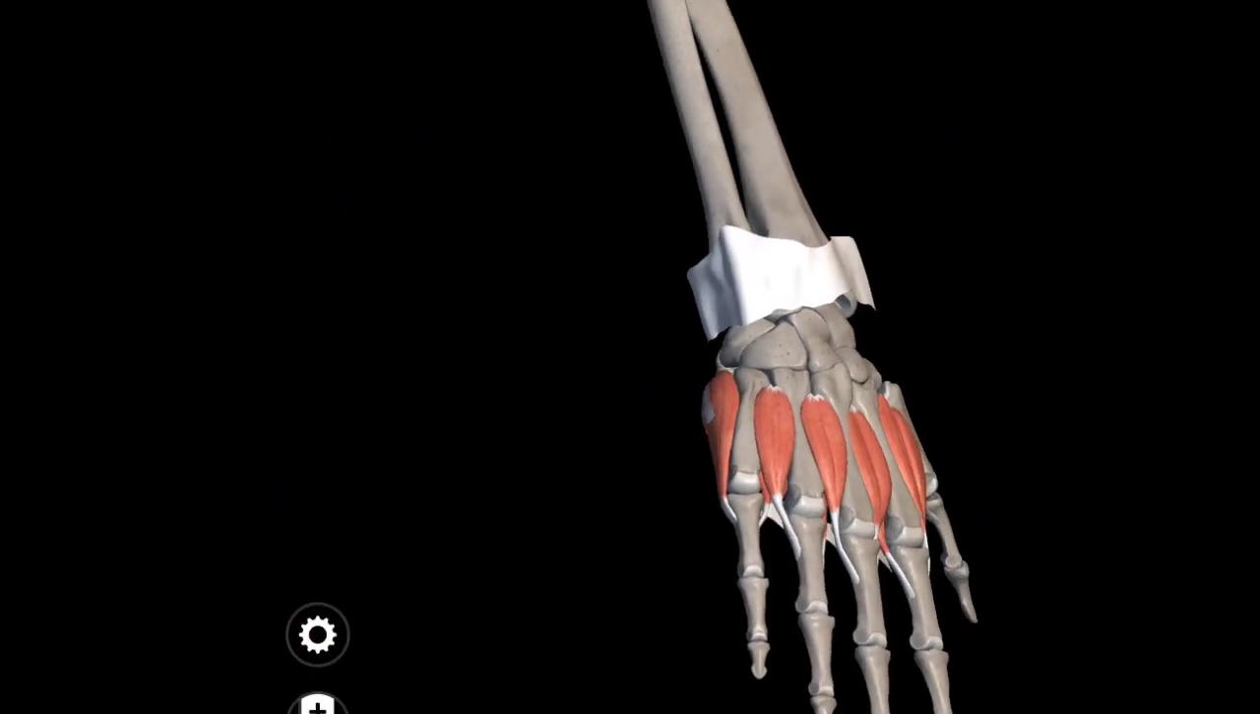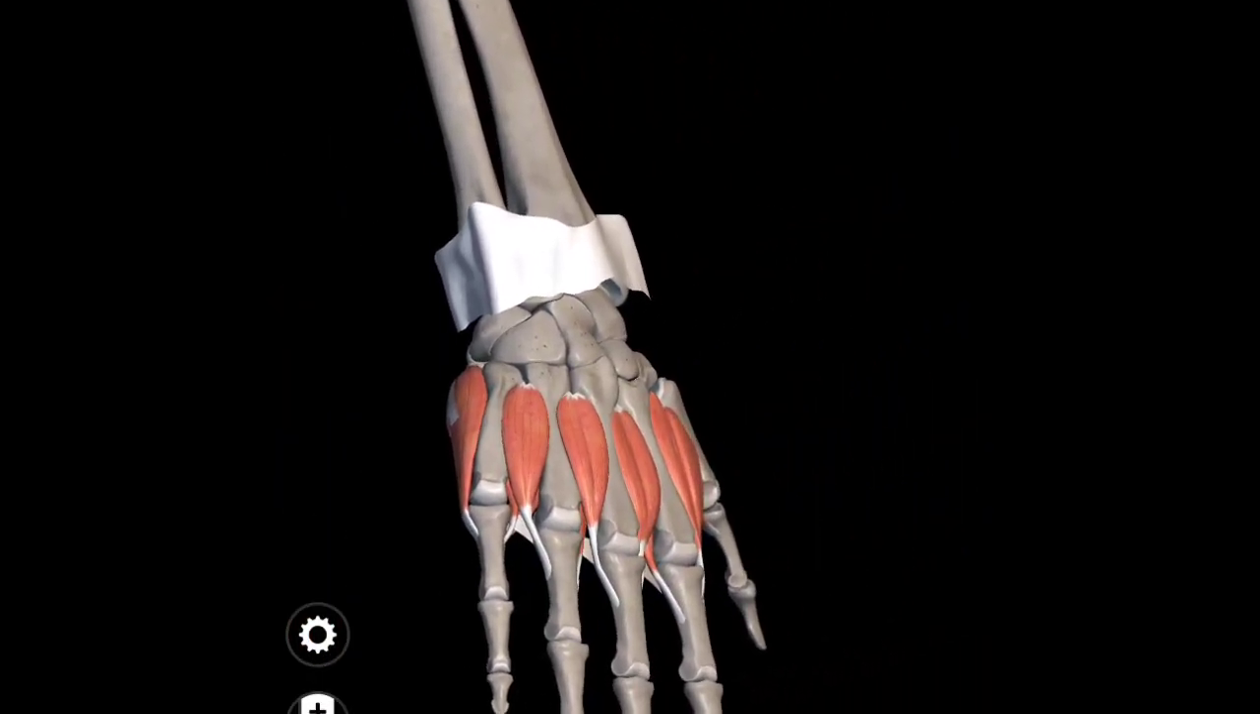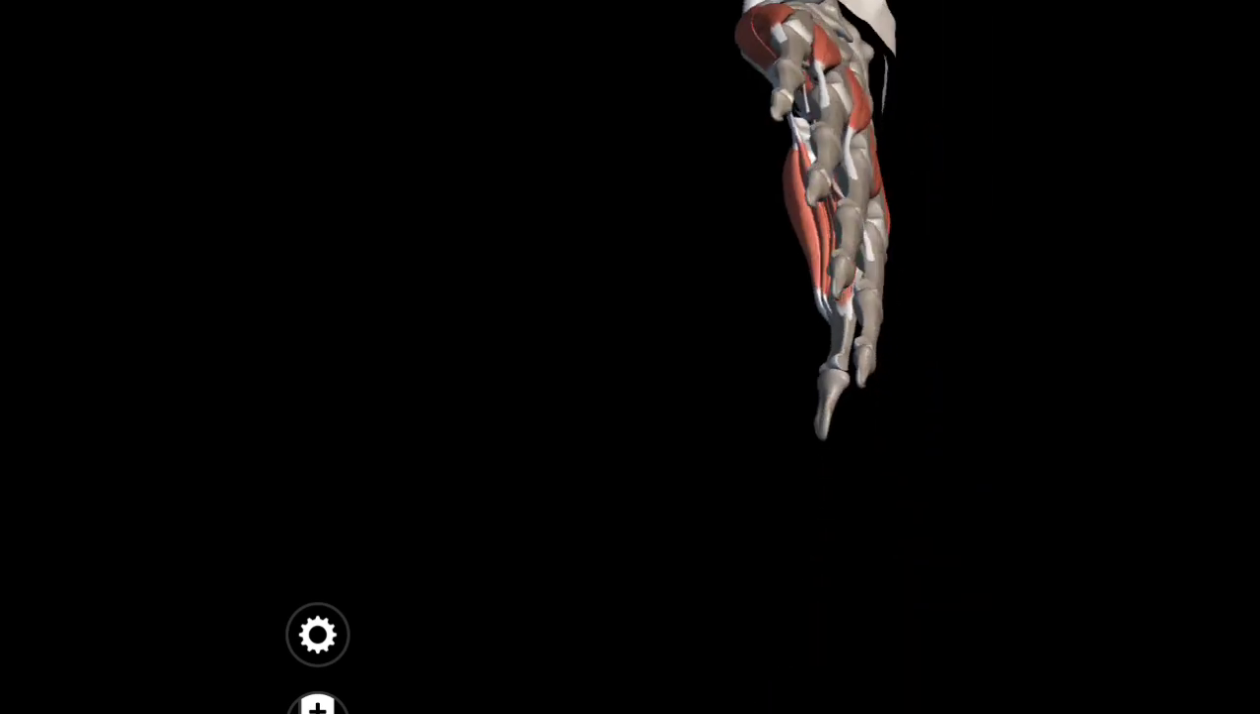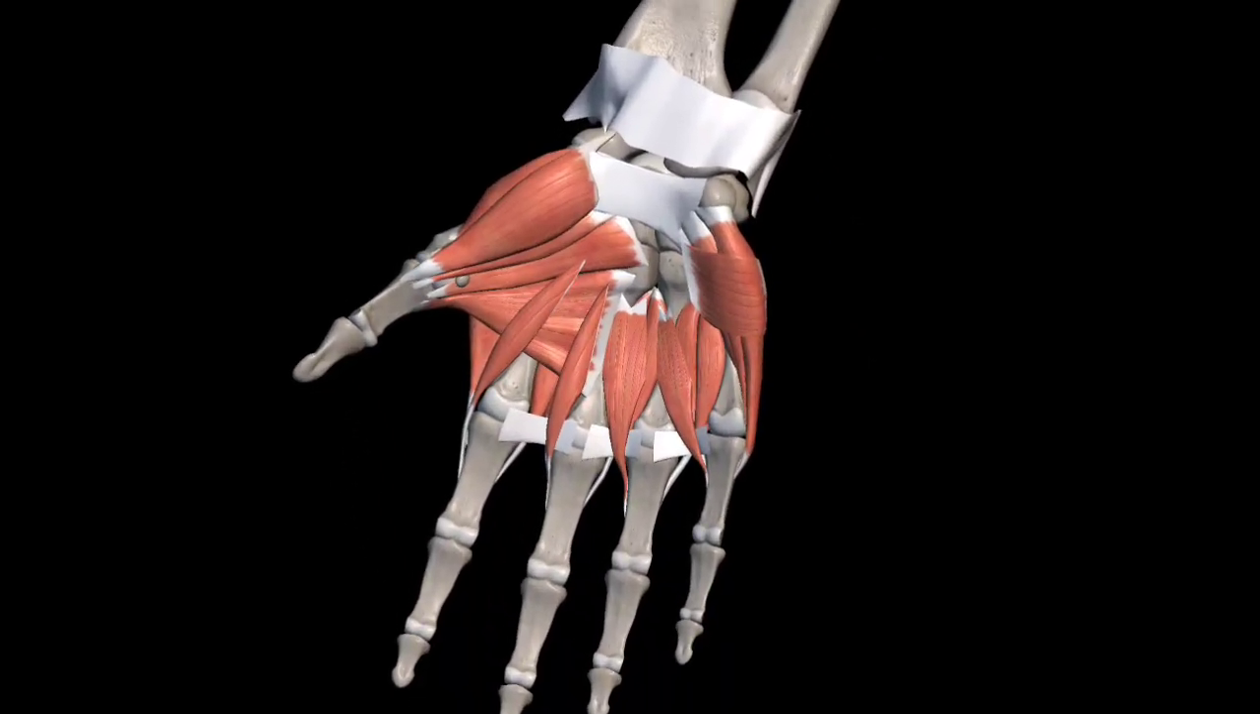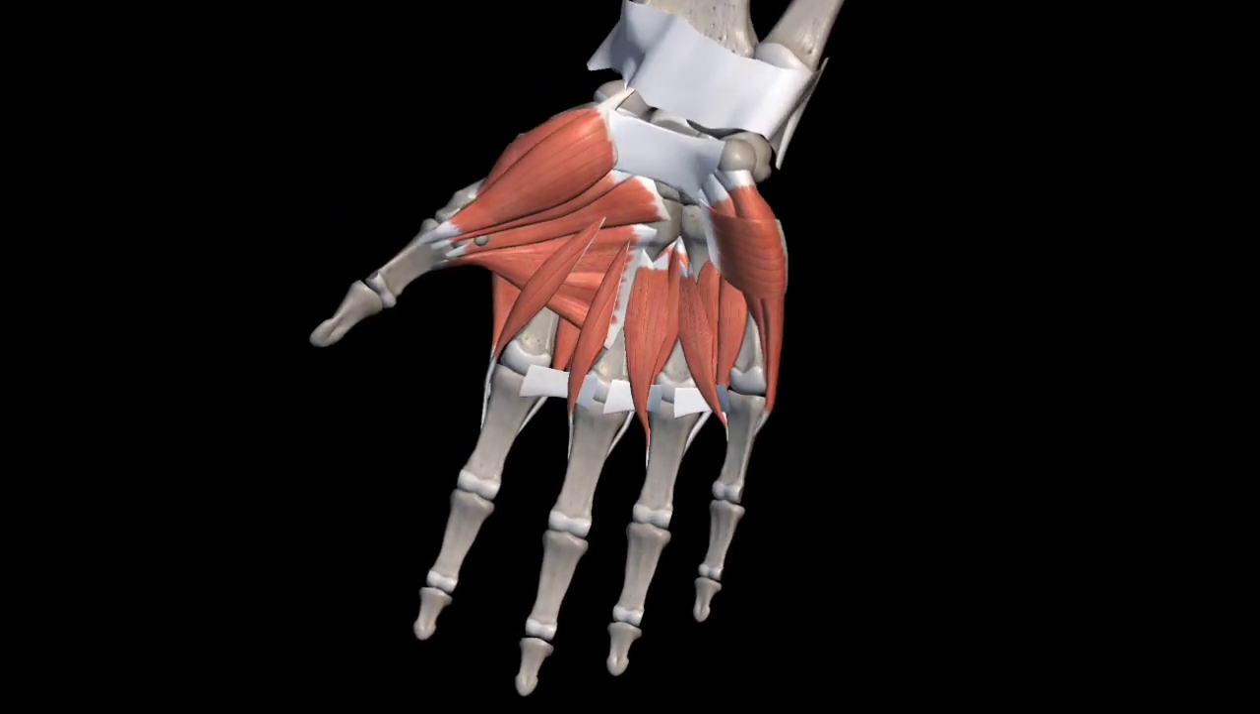Now all these muscles are removed. Now you can see only the muscles are present. That is the muscles of the hand. So in the muscles of the hand there are three types of muscle. One is the interossei, anterior and posterior.